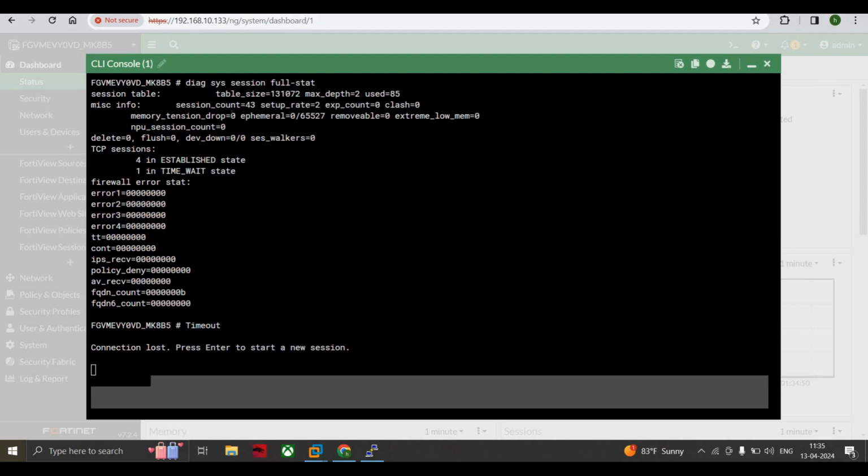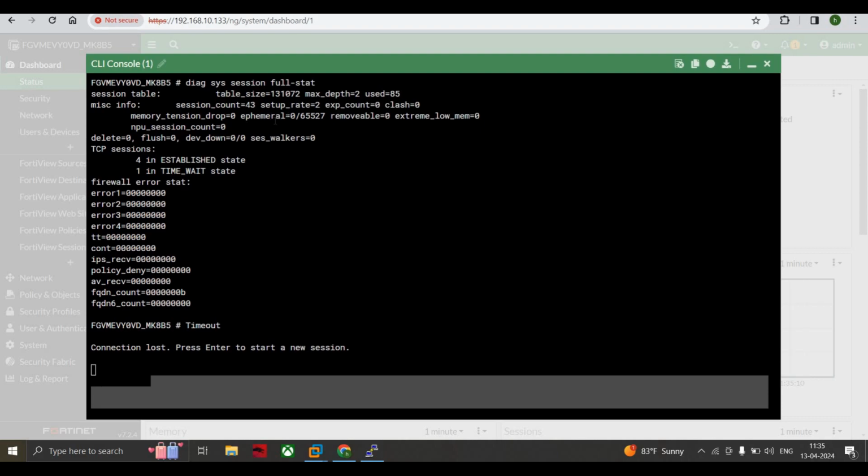Memory tension drop basically occurs when the system is running with very low memory. When low memory occurs, a number of sessions will be deleted and the oldest sessions will be dropped. All the old sessions will be dropped. This is counted as memory tension drop.